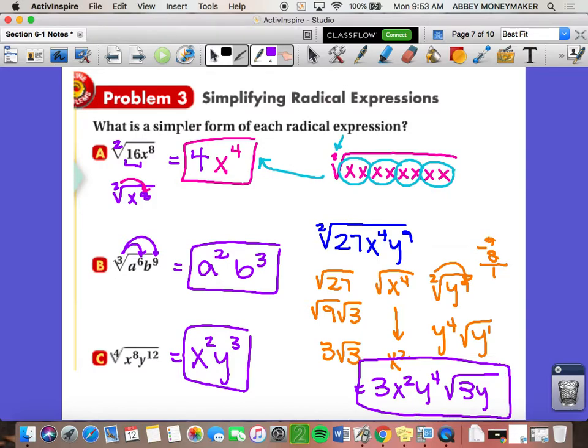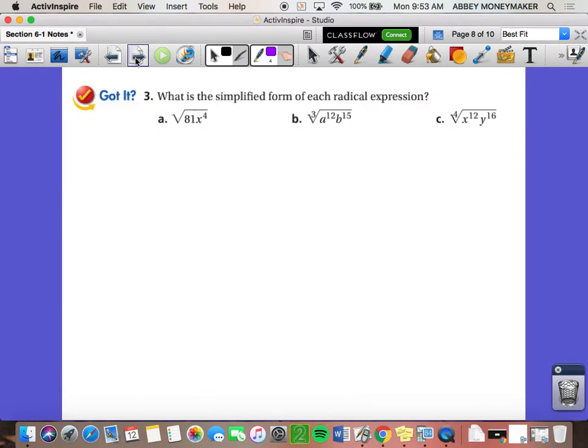I just wanted to throw that extra one in there just to help you be aware of what happens if it doesn't work out so nicely. If you want to keep practicing with this, we can try these here.